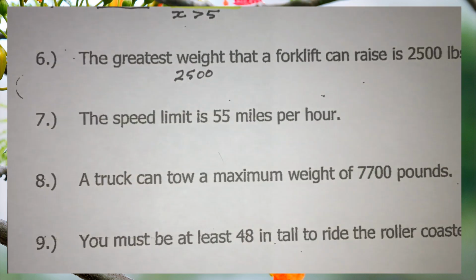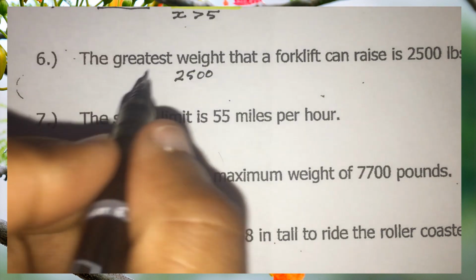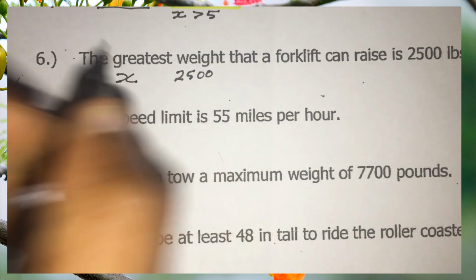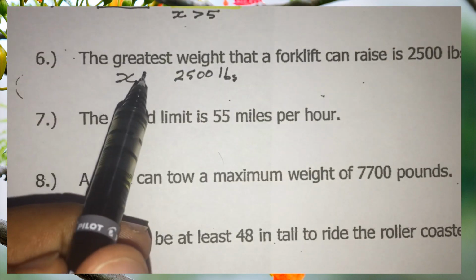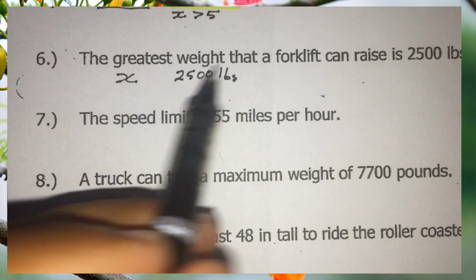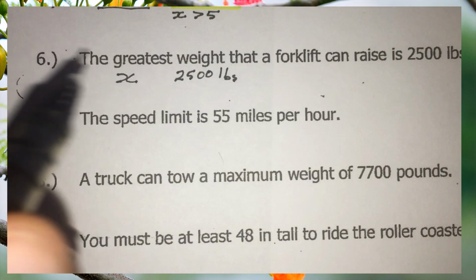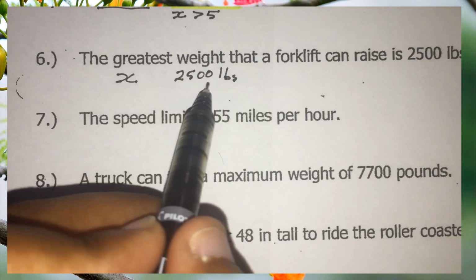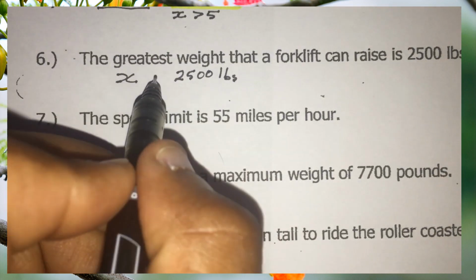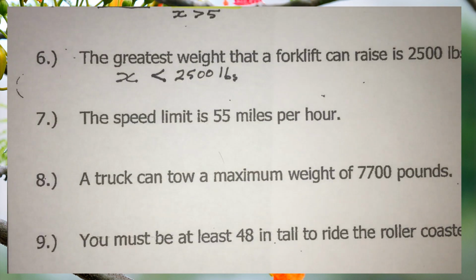I write down the information. We don't know what it is, we just know that it is a weight. So I'm comparing x with this 2,500 pounds. And it says the greatest weight that it can lift is 2,500 pounds. So that means the largest number between x and the 2,500 should be the 2,500. So I'm going to write the symbol towards the 2,500.